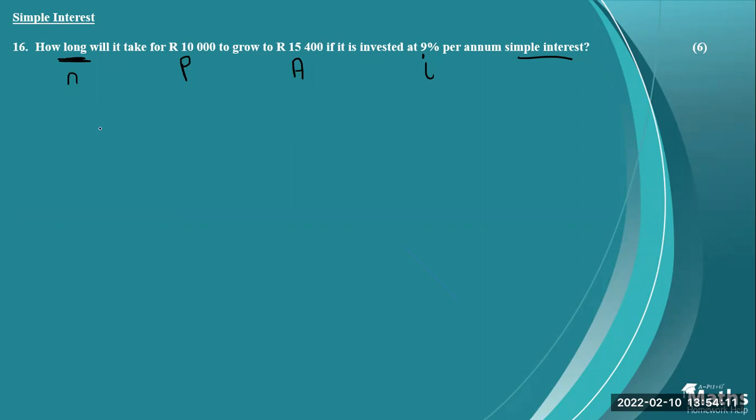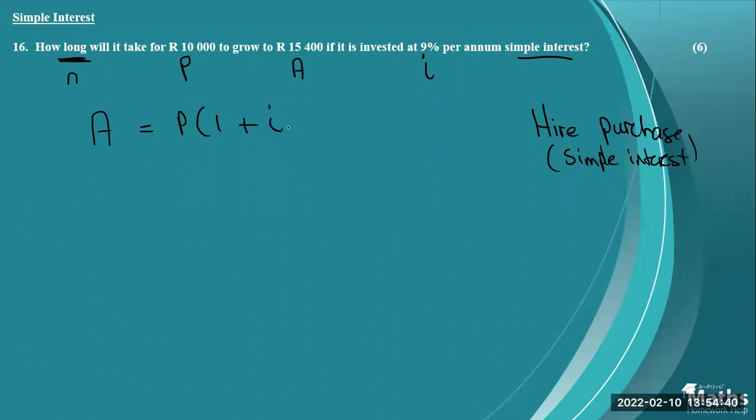Right, so we write down the formula for simple interest. And if they don't specify simple, then you know it's compound. And if you see the words hire purchase, then you know hire purchase is always simple. Okay, let's write down the formula. You can write down your other formula if your teacher makes use of that. How long? You see, so we don't know what is N. So the N is the unknown.